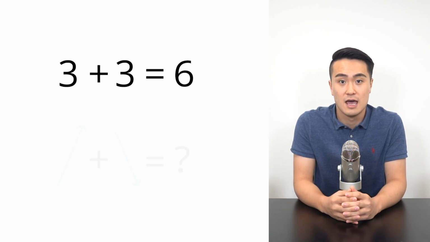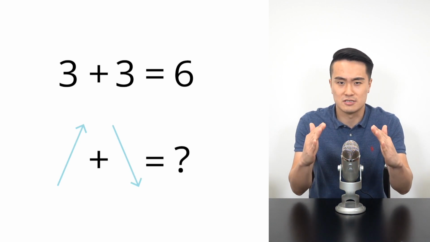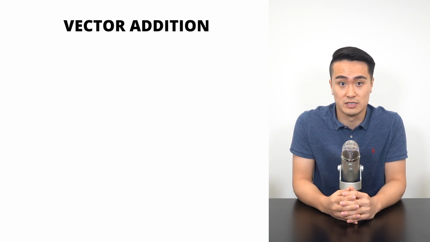Like, what does it even mean to add vectors? We are already used to adding scalar quantities like 3 plus 3 is equal to 6. But how do we add vectors which are just arrows? Let's try to understand vector addition visually.